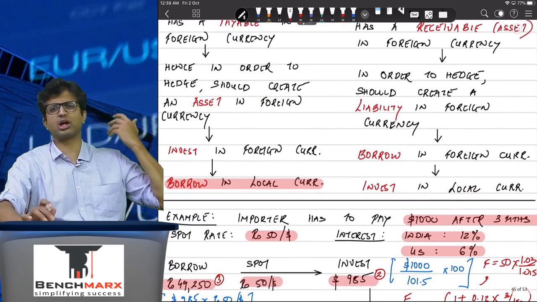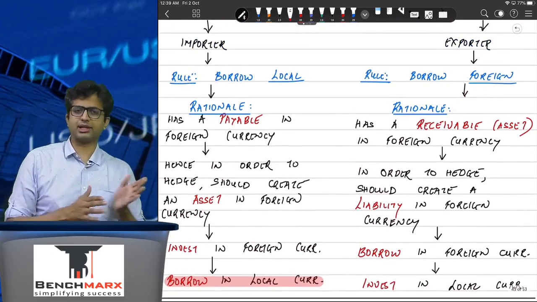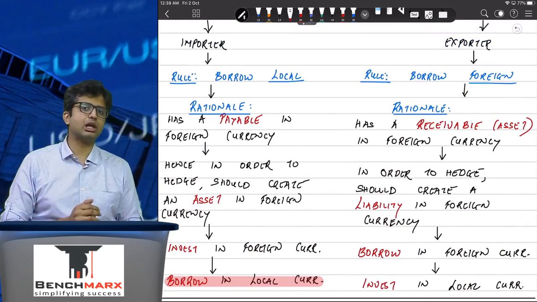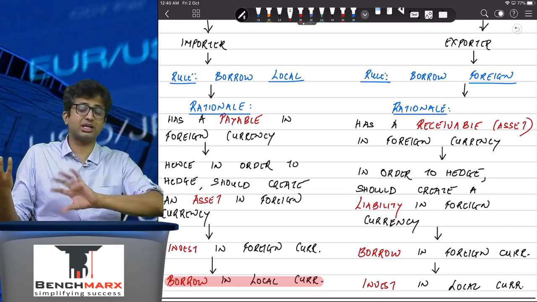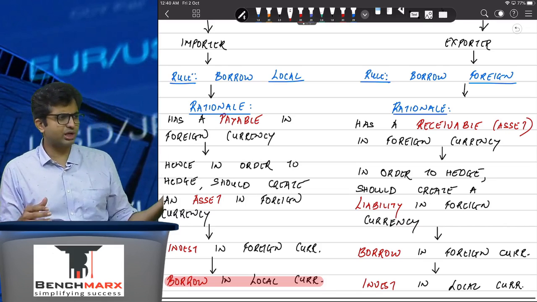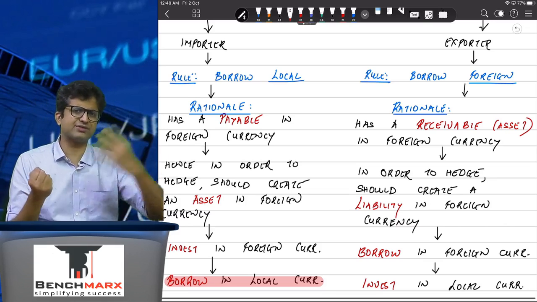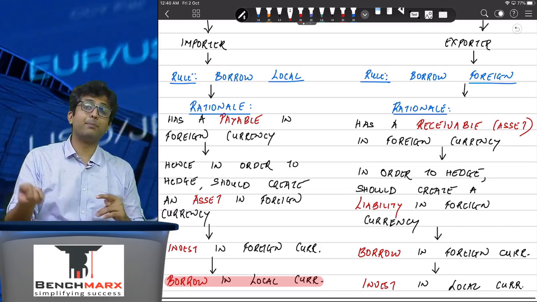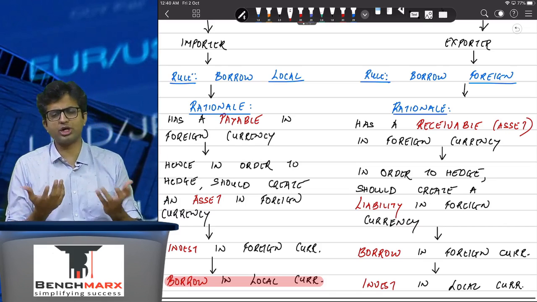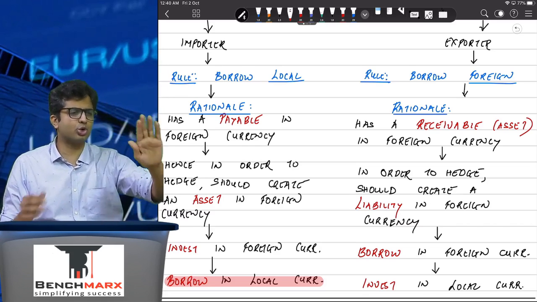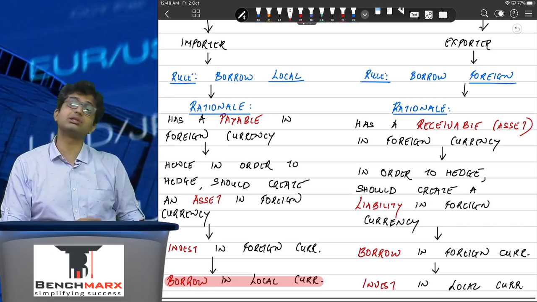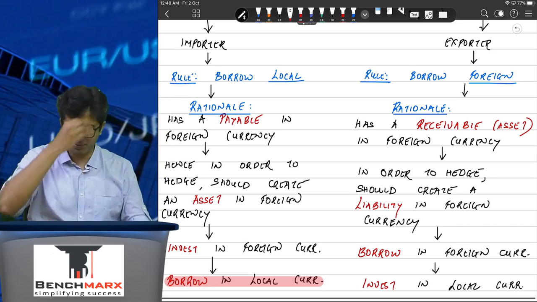Achha, if it is an exporter, what do we do? The thought process goes something like this. An exporter has an asset, a receivable in the foreign currency, and hence in order to mitigate that, he has to create a liability so that he can use the money that he receives to pay off a liability. And hence I will borrow in dollars. Over here, if I borrow in dollars, what am I going to do? Well, I will convert that money into rupees and deposit it in rupees. So how much am I going to get after 3 months is my cash inflow under money market operations.